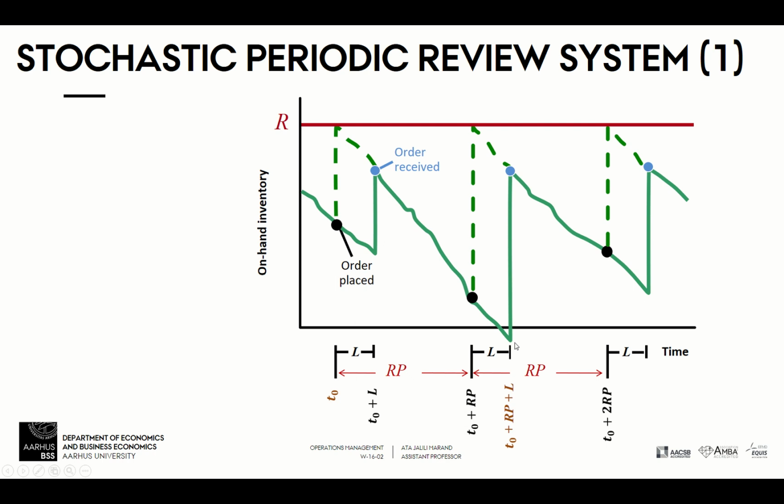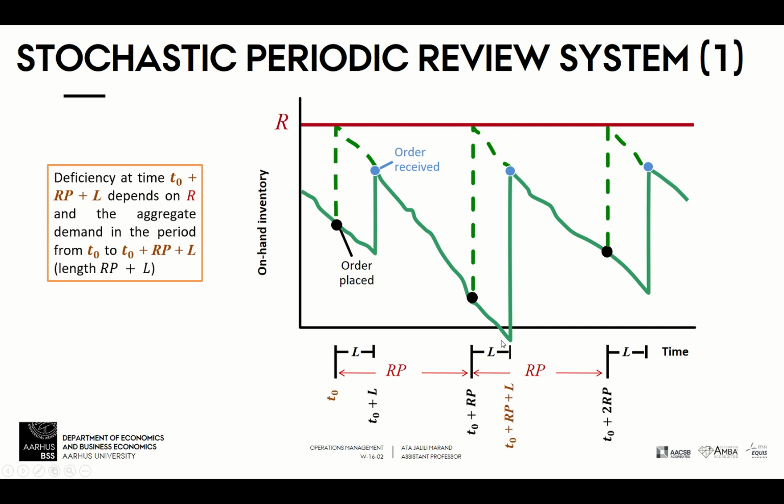Note that the inventory that we have at time t0, either on hand or on order, which is equal to R, will be consumed over a period of time equal to Rp plus L. It is from time t0 to time t0 plus Rp plus L. And therefore, the deficiencies that we have here, or the number of stockouts or back orders at time t0 plus Rp plus L, depends on the restocking level and also the aggregate demand over the period from time t0 to time t0 plus Rp plus L, a period of length Rp plus L.